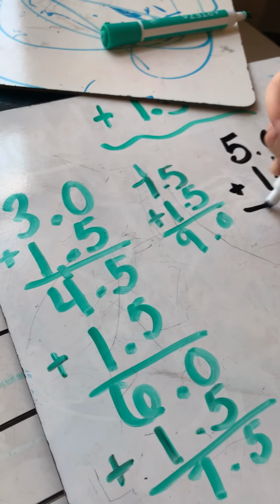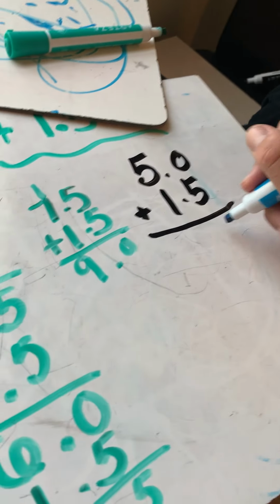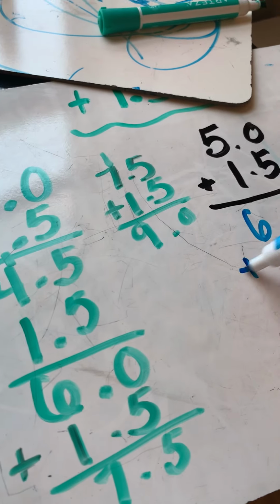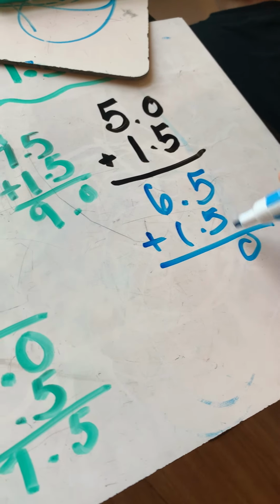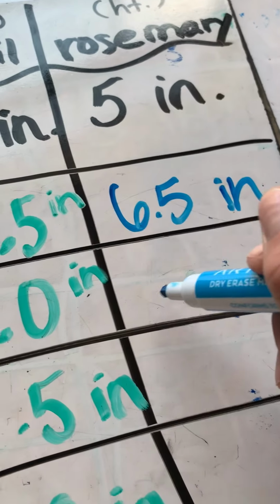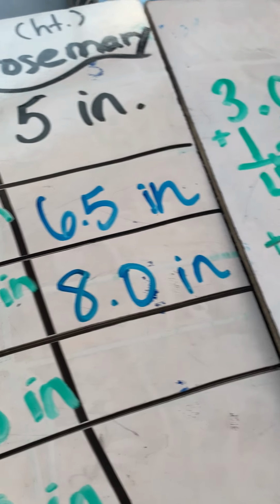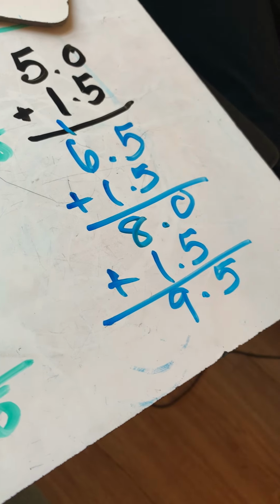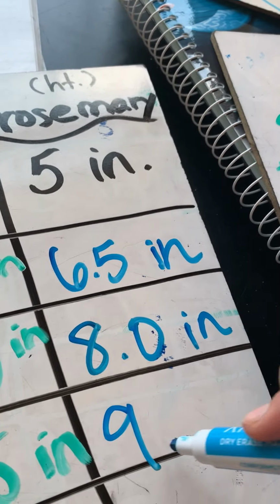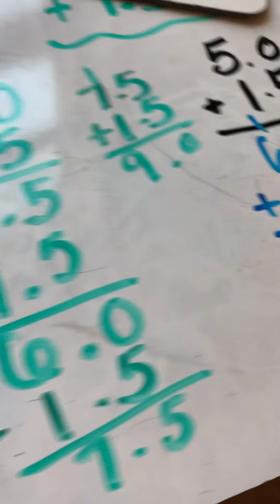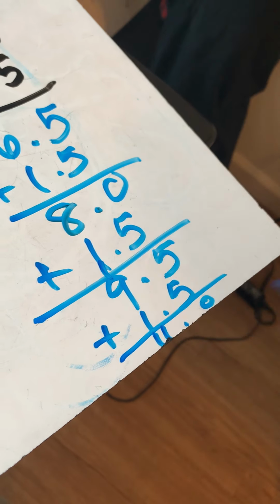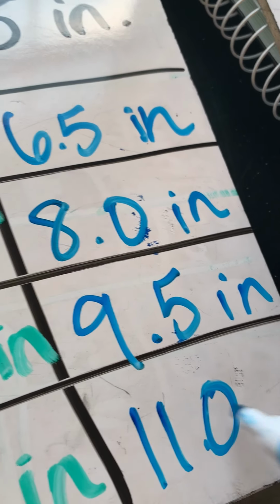Is 6.5. So by week 1, it's 6.5 inches. We're going to add 1.5 again. So by week 2, it's now at 8 inches tall. I'm going to add 1.5 more. So by week 3, it's 9.5 inches tall. And by week 4, wow, it's made its way to 11 inches tall.